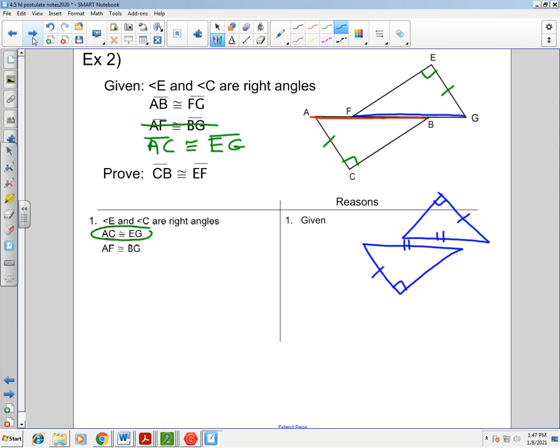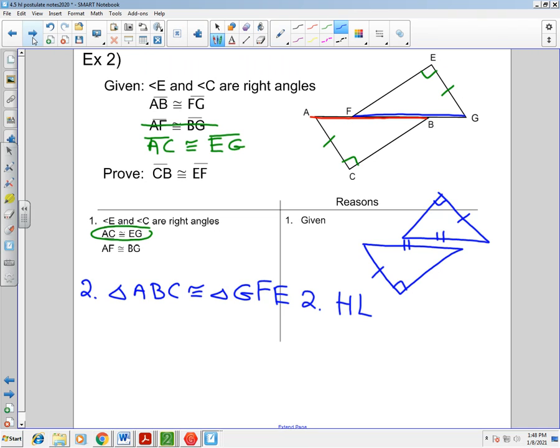So if you look at this picture, we technically have HL, hypotenuse leg, because I gave you hypotenuse and I gave you the leg. So second step would be triangle ABC is congruent to triangle. Now, if I go with angle A, I have to go with angle G. Sorry, triangle G, angle B, so I'm going to use angle F. And angle C corresponds to angle E. What's the reason for this step? The reason for this step would be HL.